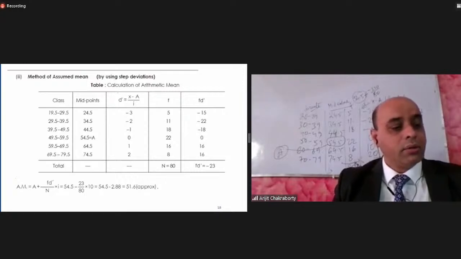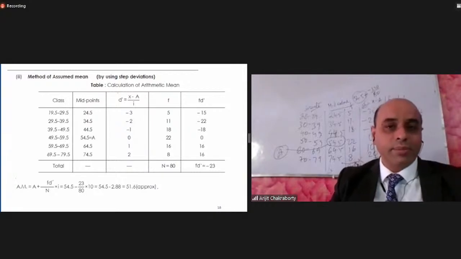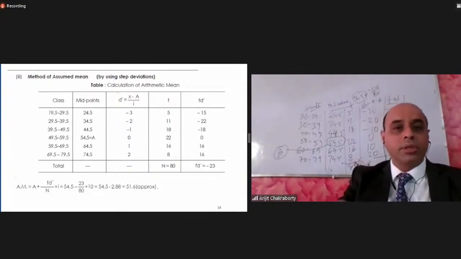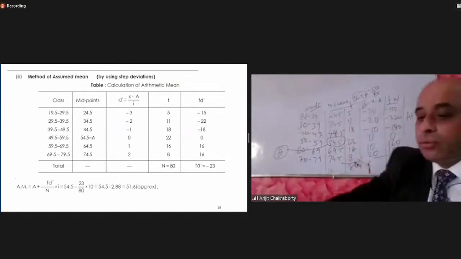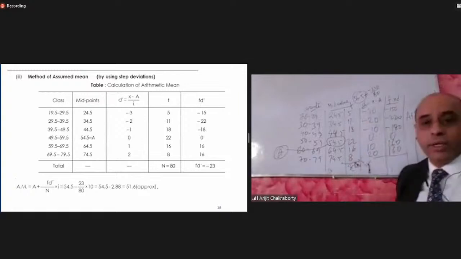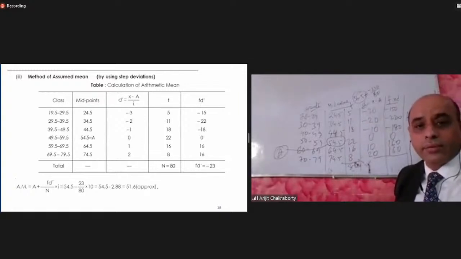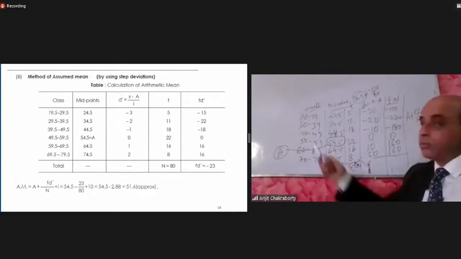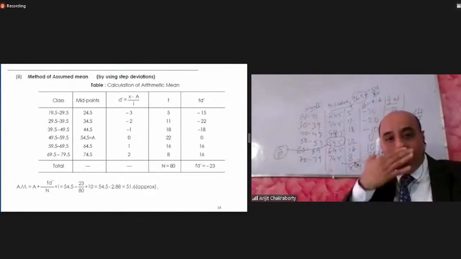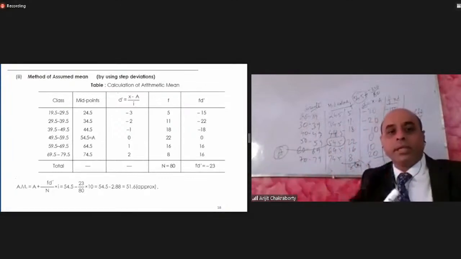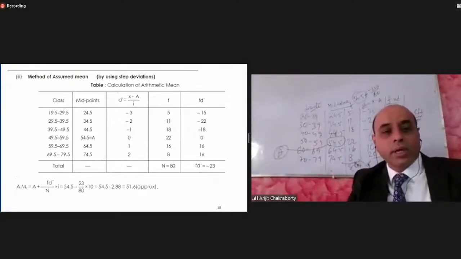Now, Ajitavo is asking a question. We have to divide the deviations by class length and then multiply the frequencies. Now, if you do the step deviation method, then you can do what you are talking about. For example, here, you divide minus 30, the deviation, by the class length. Here the class length, you have to make it continuous first. The class length ultimately will be 10, because we are making it continuous, 19.5 to 29.5. So the class length will be 10.